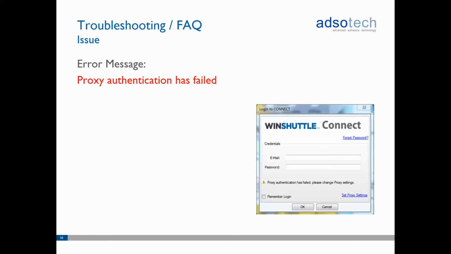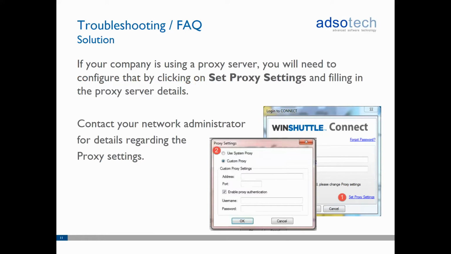In case your company is using a proxy server, you might see an error message like this. The error message here being proxy authentication has failed. Please change proxy settings. In such a case, check with your network team what the proxy settings are. Once you have the details, you can click on the Set Proxy Settings link and fill in the proxy server details there. This should fix the error and you should be able to activate the product now.